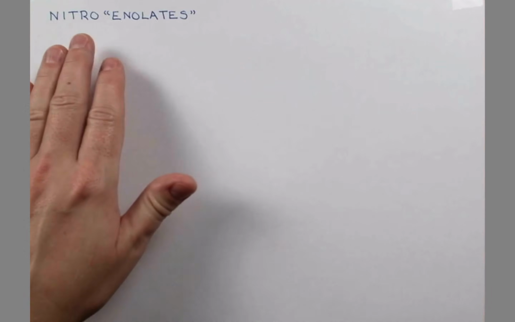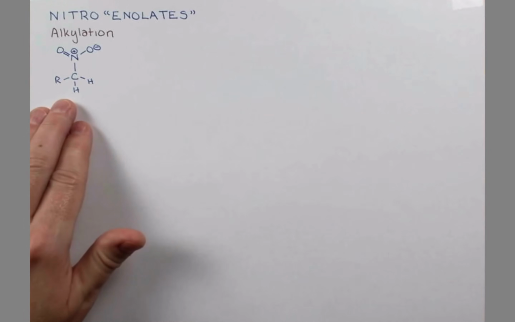In this lesson, we'll discuss nitroenolates. Nitro compounds, similar to carbonyls, can be deprotonated, and they can undergo alkylation reactions and a reaction similar to the aldol. Let's look at alkylations first. Suppose we have a nitro compound with this structure.